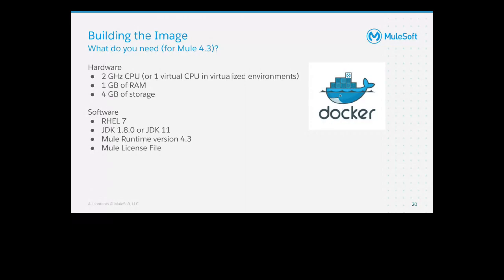What you need in terms of hardware is a 2 gigahertz CPU or one virtual CPU with similar speed, 1 gigabyte of RAM minimum, and 4 gigabytes of storage. And then you need Red Hat Enterprise 7, JDK 1.8 or JDK 11, the Mule runtime, in this case, version 4.3, and your Mule license file.